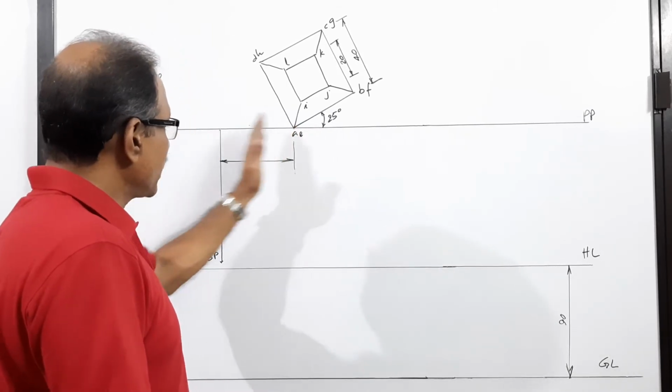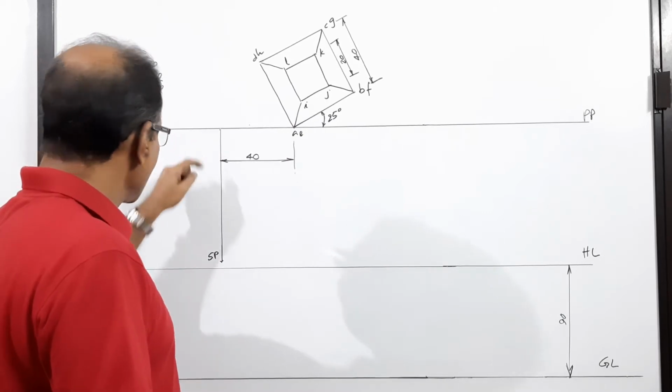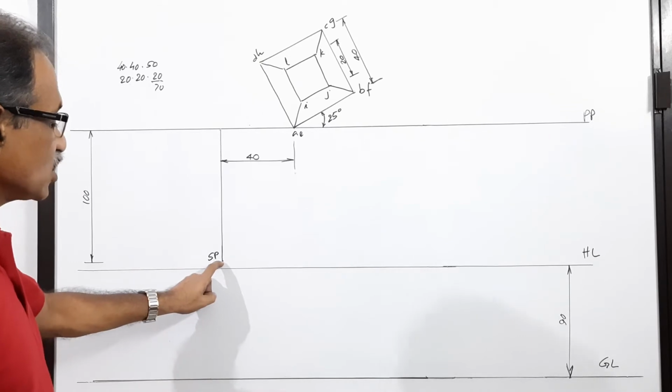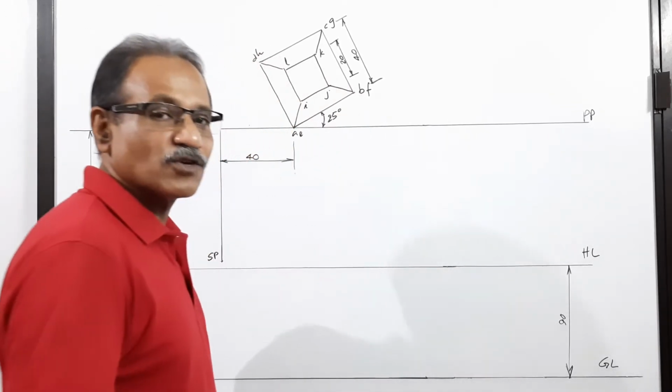So 40 mm away from A, draw a central plane, and on that central plane, 100 mm away, locate SP. What is SP? SP is the location of the eye.